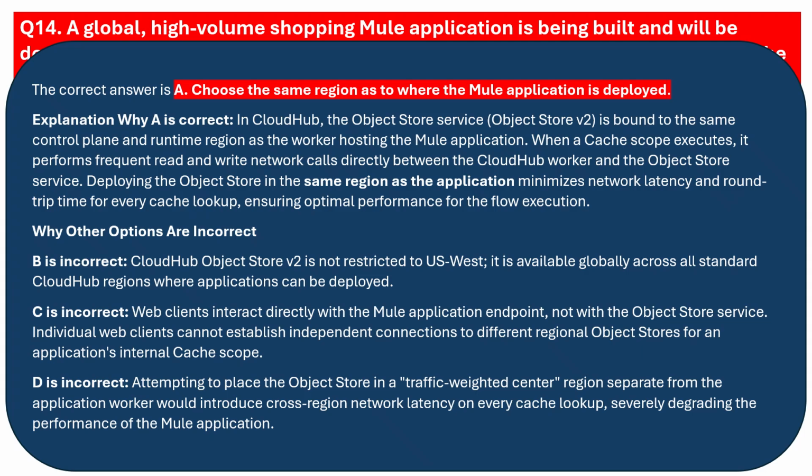Why other options are incorrect? B is incorrect. CloudHub Object Store v2 is not restricted to U.S. West. It is available globally across all standard CloudHub regions where applications can be deployed. C is incorrect. Web clients interact directly with the Mule application endpoint, not with the Object Store service. Individual web clients cannot establish independent connections to different regional object stores for an application's internal cache scope. D is incorrect. Attempting to place the object store in a traffic-weighted center region separate from the application worker would introduce cross-region network latency on every cache lookup, severely degrading performance of the Mule application.